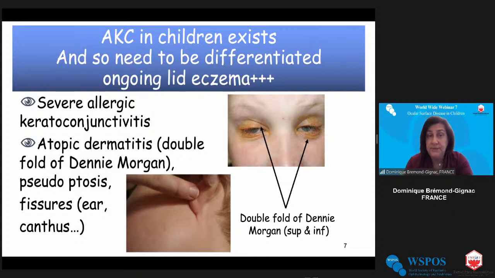And so the point is ongoing eyelid eczema with the keratoconjunctivitis, or blepharokeratoconjunctivitis. And just look at this child. He has a double fold of Dennie-Morgan, here in the superior eyelid, but also in the inferior. And you can look at the fissures on the ears and the contours.